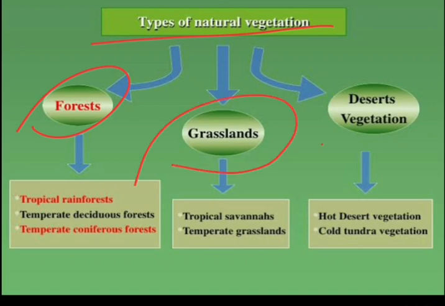Forest, grassland and desert vegetation. Got it? Forest vegetation: tropical rainforest, temperate deciduous forest and temperate coniferous forest. Okay, then what about the grassland? Tropical savannas and temperate grassland. Then desert vegetation: hot desert vegetation as well as cold tundra vegetation also. Both come under this. Okay.